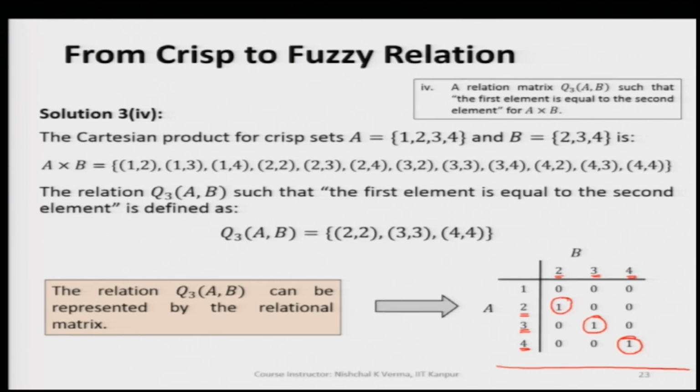So, this way we have seen how we can find the Cartesian product of two crisp sets, and from the Cartesian product of the two sets, based on certain conditions, we find the relation set, and this can be represented in matrix form. We call this the relational matrix, and the relation set that we get here is always a subset of the set which comes out of the Cartesian product of the sets.